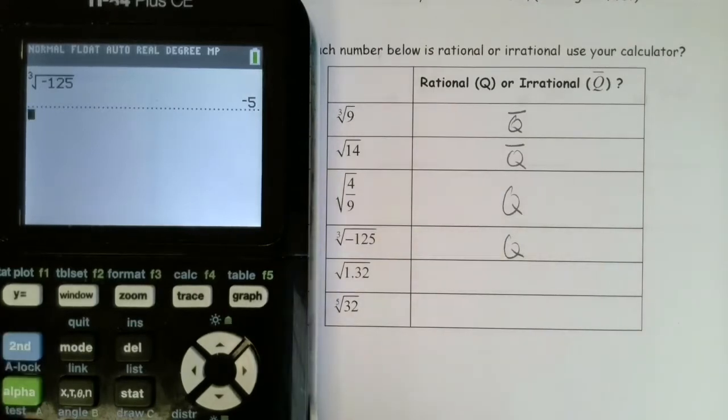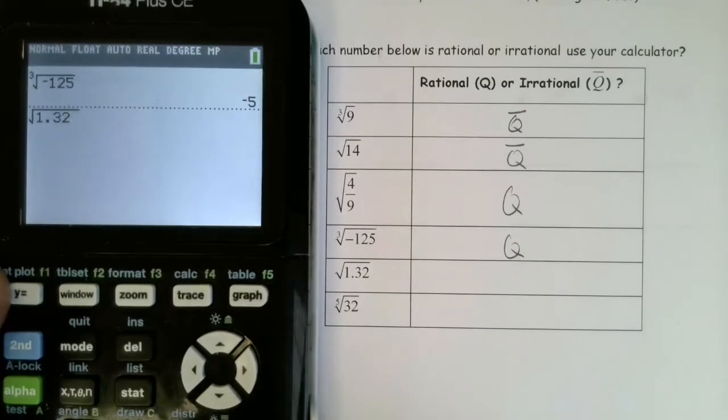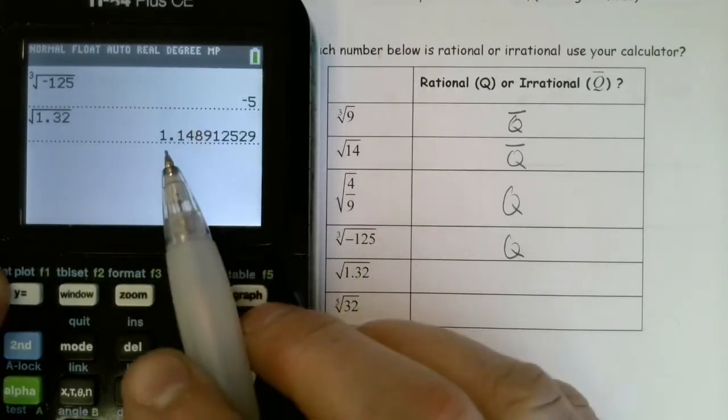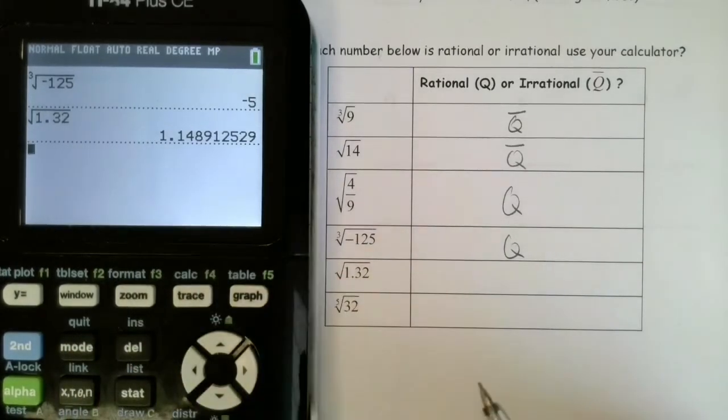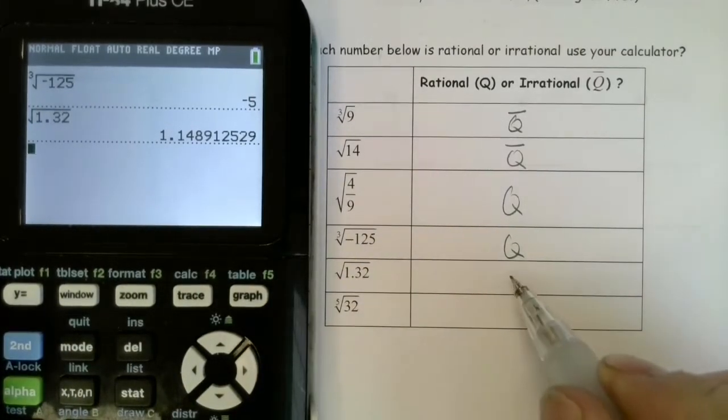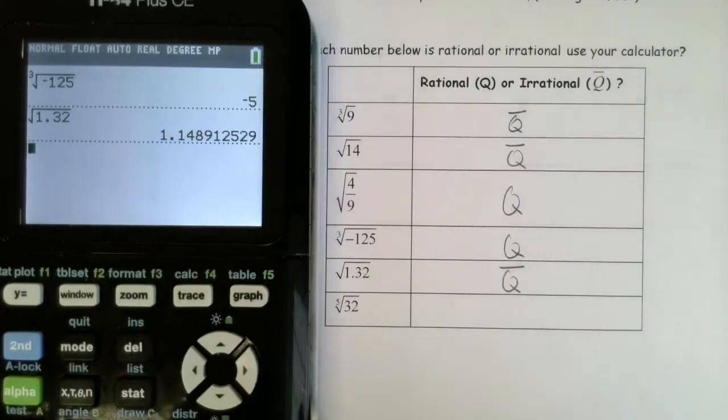Square root, whoops, the square root of 1.32. Okay, well, I'm getting a decimal there that looks like it's not repeating. Looks like it goes right to the end here, so it's going to be non-terminating. So that looks to me like the intention is that that's going to be irrational.